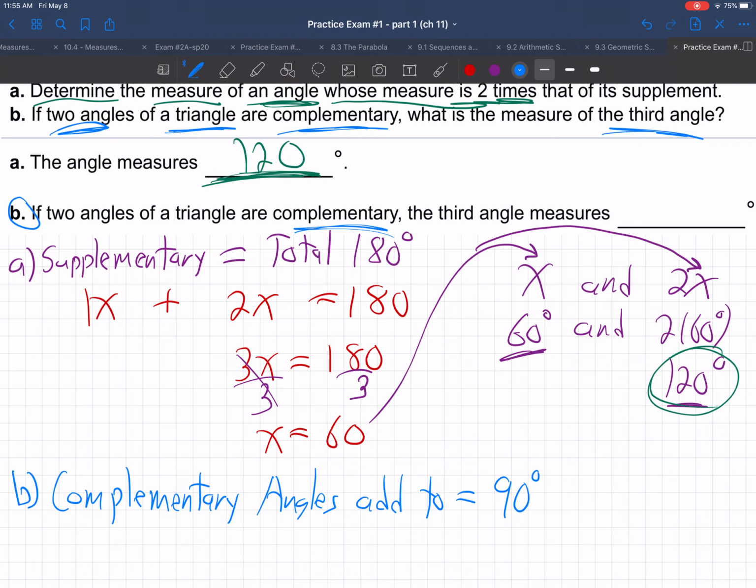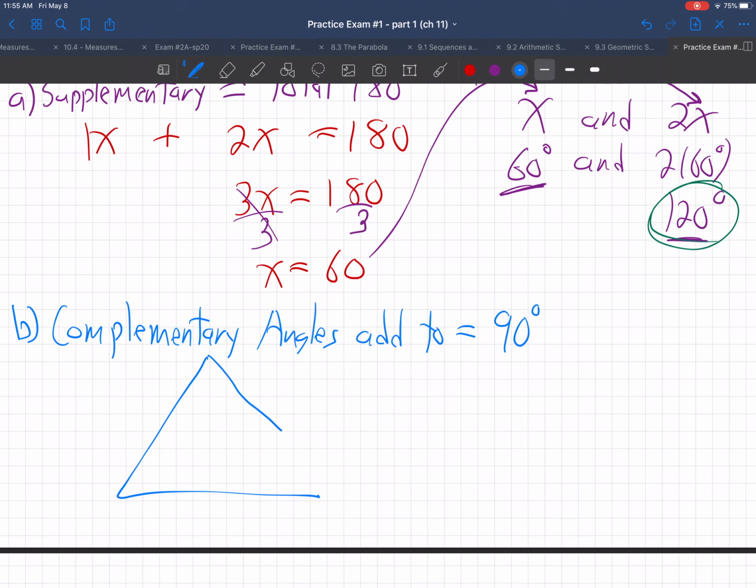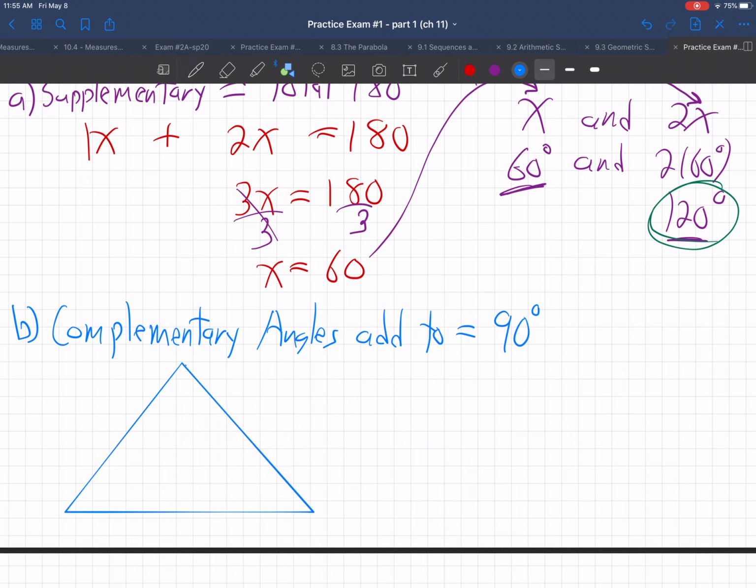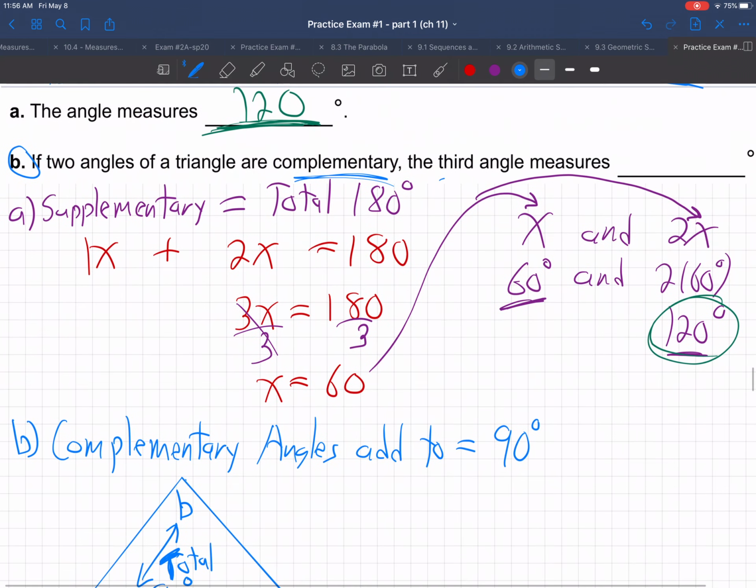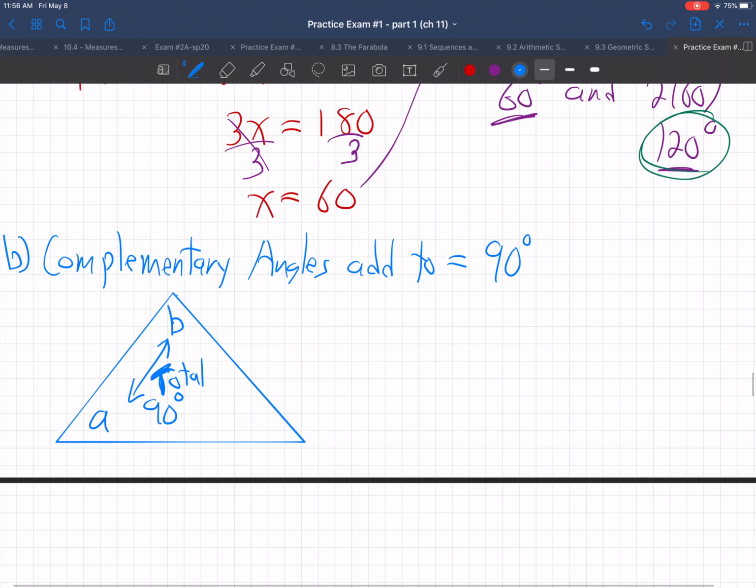Oh, of a triangle. Okay, so let's just make a triangle. There's some kind of triangle we're talking about here. And two angles, call them A and B. These two total 90 degrees, don't they? These two total 90 degrees. So, and then the question is, what's the third angle? So let's call this X. And that is the third angle that they're asking us for.